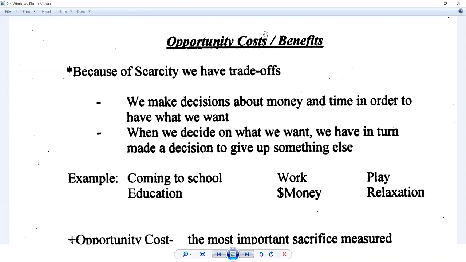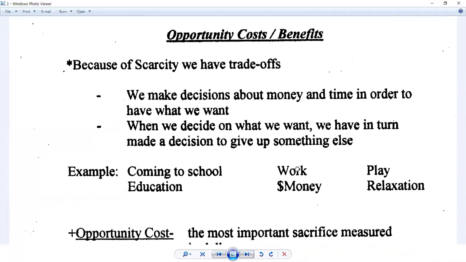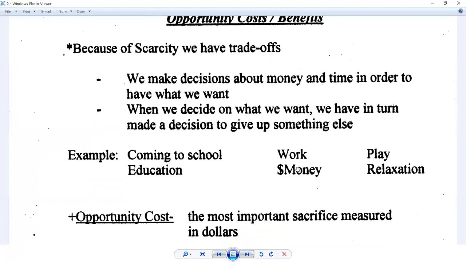The example that I use for you today is you decided to come to class. We've got 5 or 6 people that decided not to come, or maybe can't log on. We don't know what the situation was. But when you decide to come to school, you're hopeful that you get a valuable education. Instead of coming to school, you could have gone to work and made money. Instead of coming to school, you could have gone to the beach, played, relaxed, what have you. If your choice is coming to school, opportunity cost is the most important sacrifice that you gave up. Any questions on that?